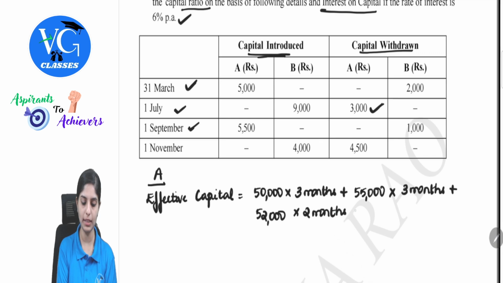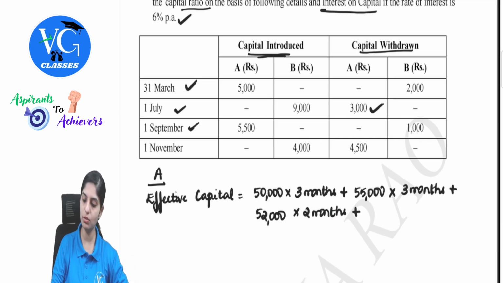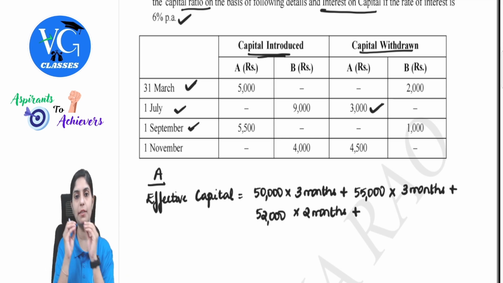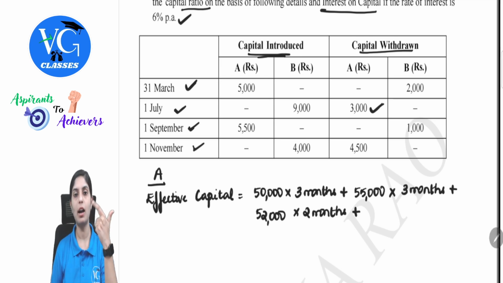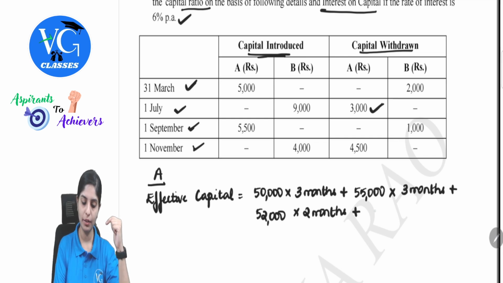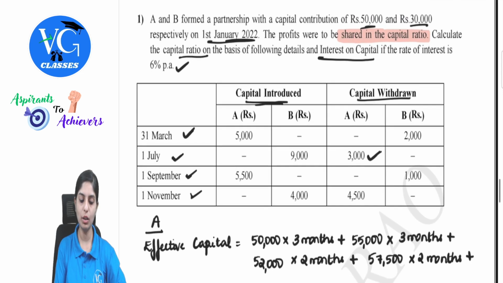plus. From 52, there was capital introduction. 5,500. So 52,000 plus 5,500 will be 57,500. This is present in the business until what date? 1st of November. So September, October, 2 more months. 57,500 into 2 months plus on 1st of November, there is a withdrawal. There is a withdrawal 4,500.